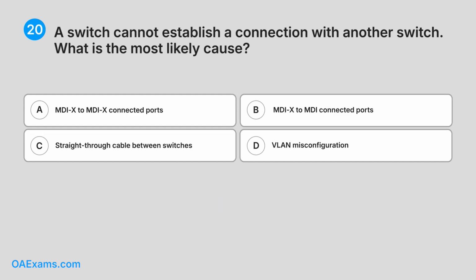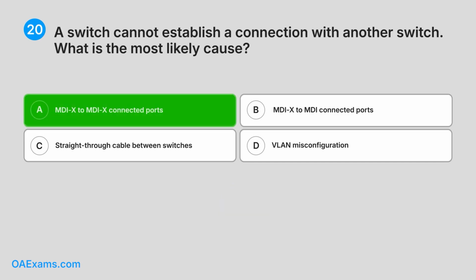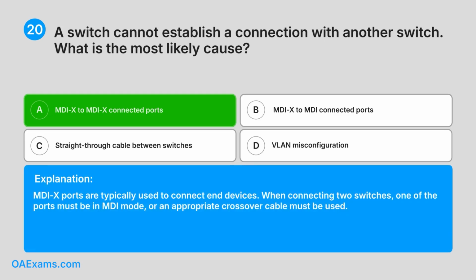Correct answer. A. MDIX to MDIX connected ports. Explanation. MDIX ports are typically used to connect end devices. When connecting two switches, one of the ports must be in MDI mode, or an appropriate crossover cable must be used.